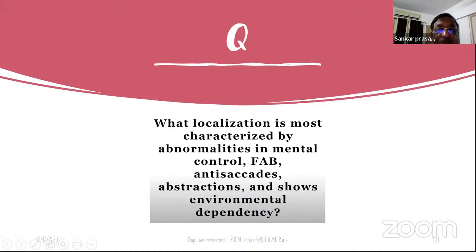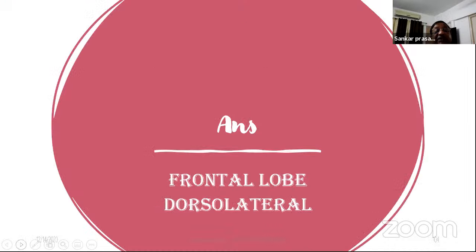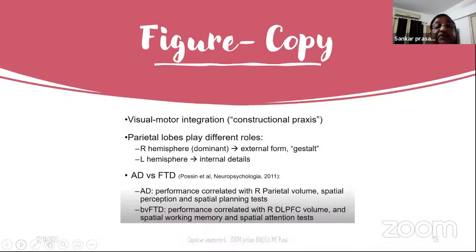It is very easy. There are only 3 primary dementias all the DNB students are supposed to learn: dementia with Lewy body, Alzheimer's disease, and frontotemporal dementia. So this is frontotemporal lobe and dorsolateral function. That is where you have all these problems. So copying, that is the visual constructional praxis.